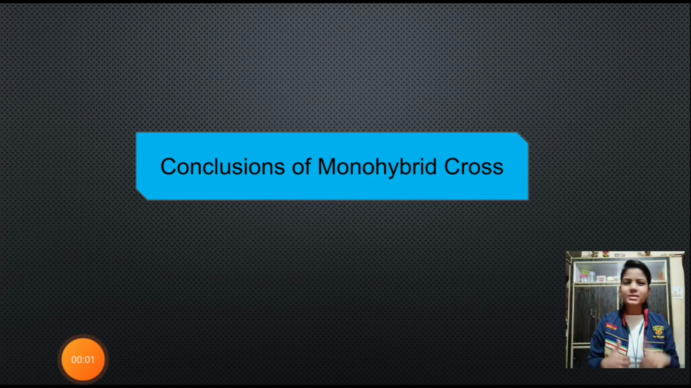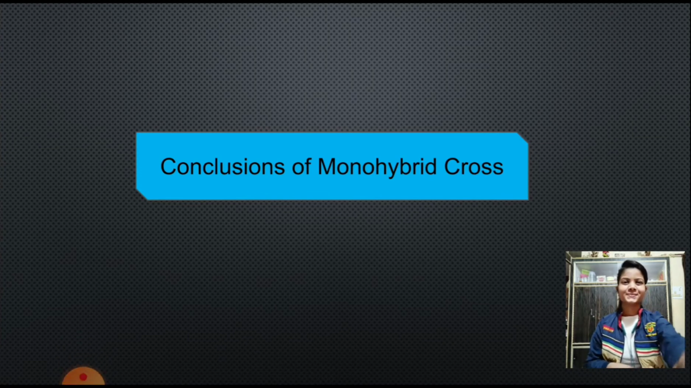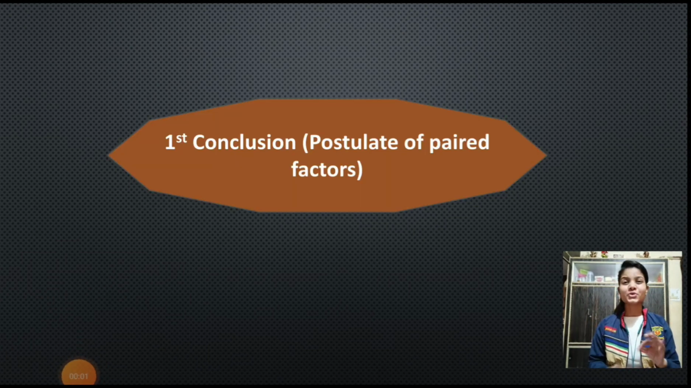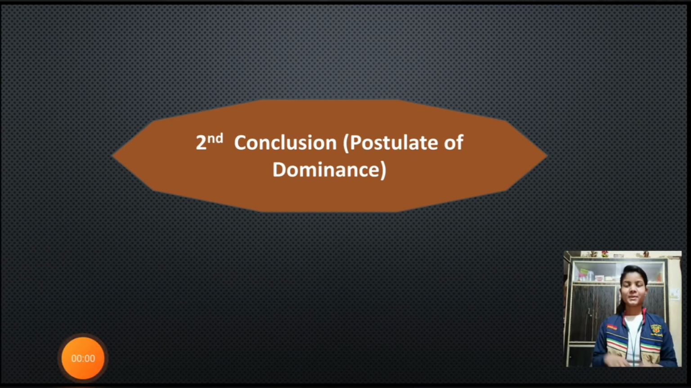So what conclusion comes from these experiments? First conclusion, postulate of pair factor. According to Mendel, each genetic character is controlled by a pair of unit factors. It is known as the conclusion of unit factor or pair factor. Second conclusion, postulate of dominance.